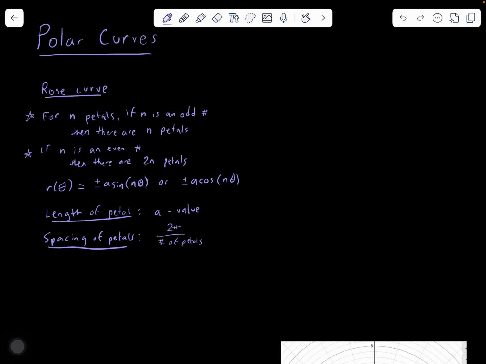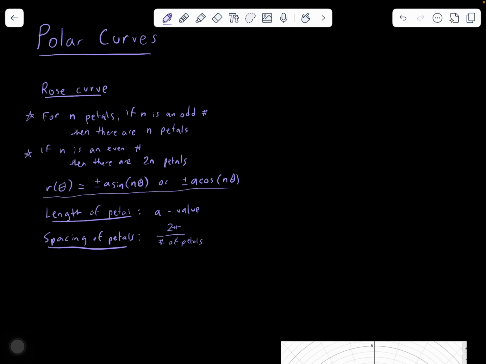So apart from circles for polar curves, there's a number of graphs that can be a result based on different trig functions and combinations. So the first one is going to be a rose curve, which looks somewhat like a flower. So it's generally in the form r of theta equals plus or minus a sine n of theta, or the same thing for cosine.